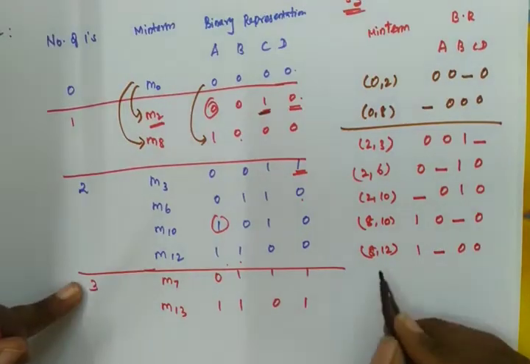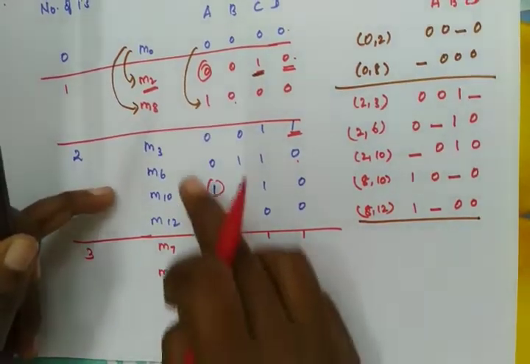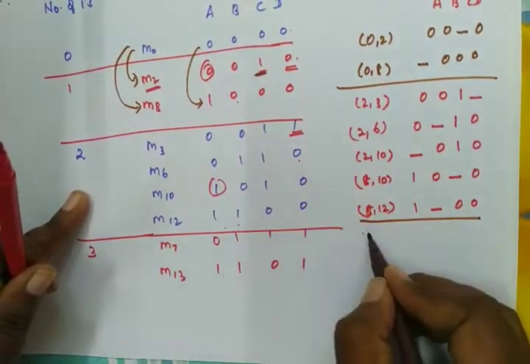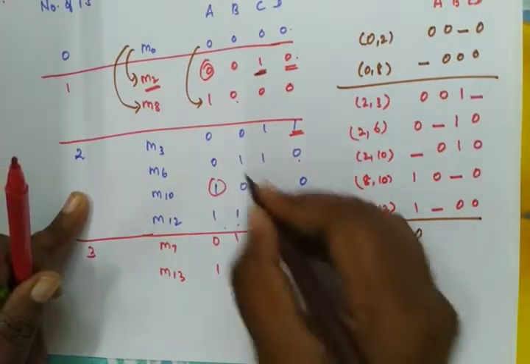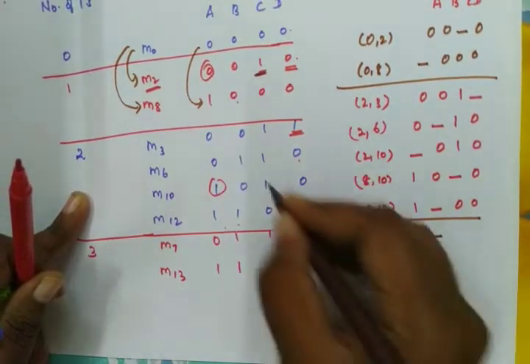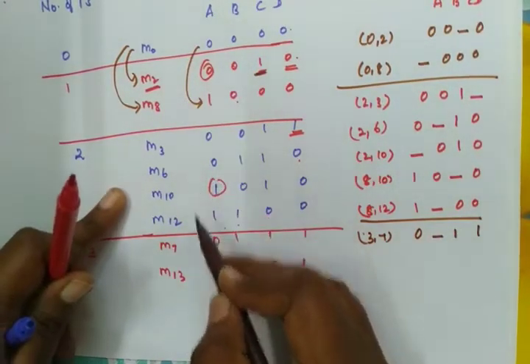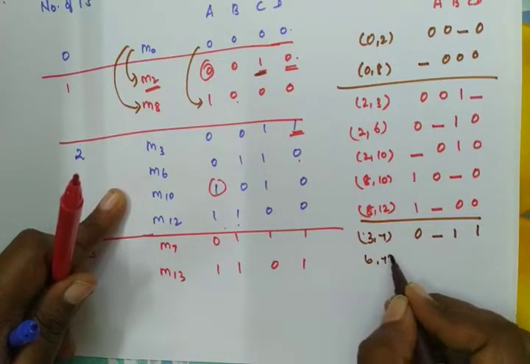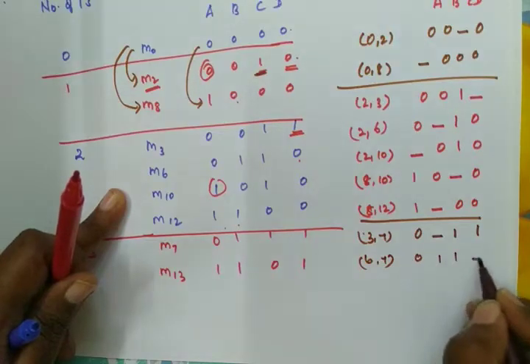Next, move on to the next one. Now compare this 3 with 7. 3, 7. Now compare this to 0. 0 is changed to 1, dash, 1, 1. Now compare this 6 with 7. 6, 7. 0, 1, 1, dash.